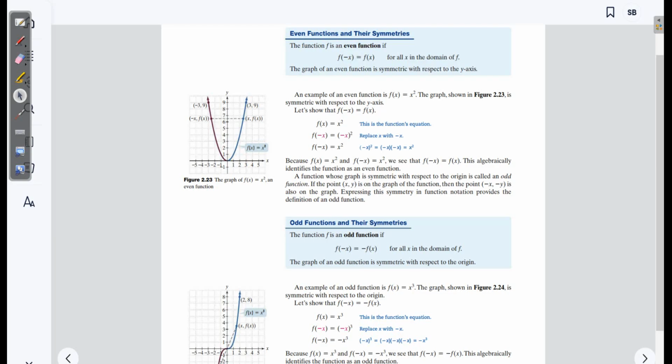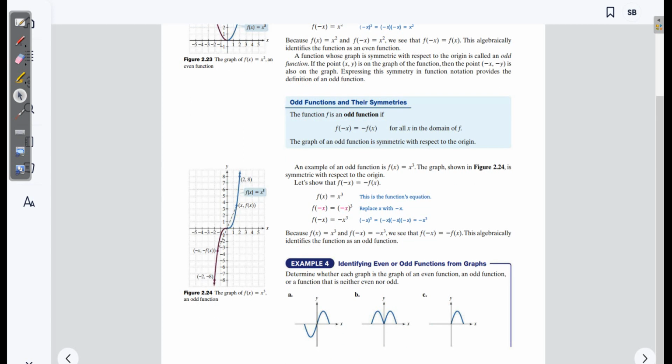I want you to look at these blue areas here. Without even looking at the words, notice how in both cases it looks like we are taking f of negative x. We're going to evaluate the function at negative x in both cases. By doing that, if we get the original function back, then we have an even function. If we get the negative of the function, then we have an odd function. So let's go ahead and do an example with that.